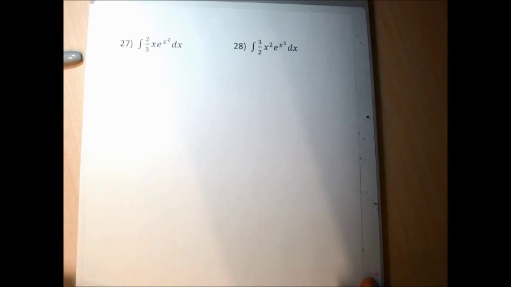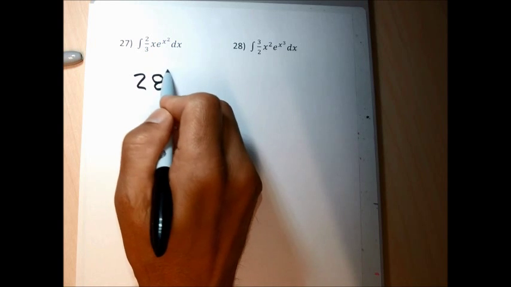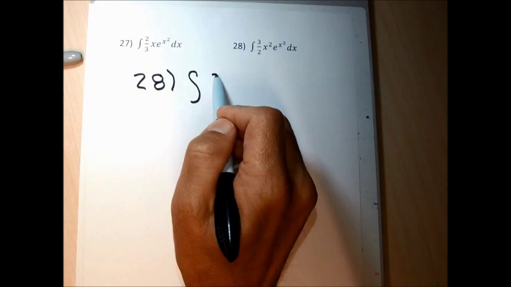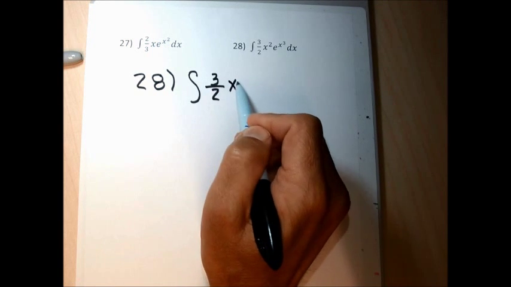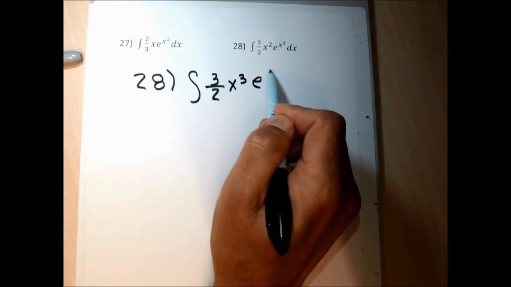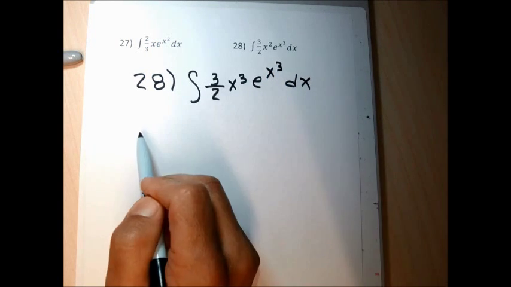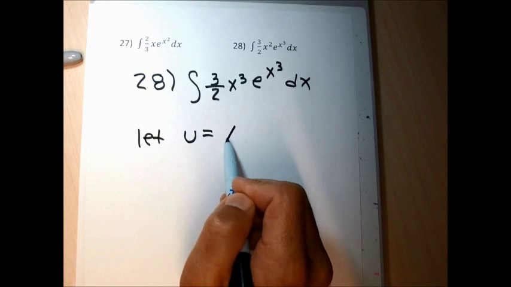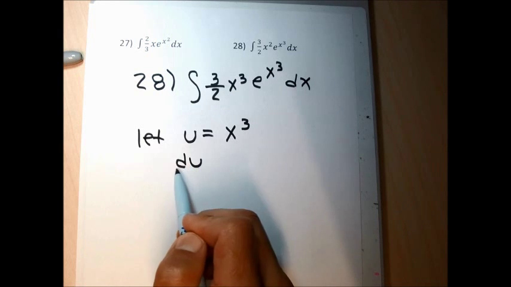A monstrously long section. So 28. 28 is an e problem, and in an e problem you always have to let u be the exponent of the e. That's the only thing I know how to do with e's. Every single e antiderivative, you let u equal the exponent.